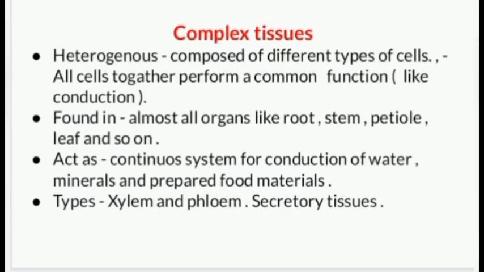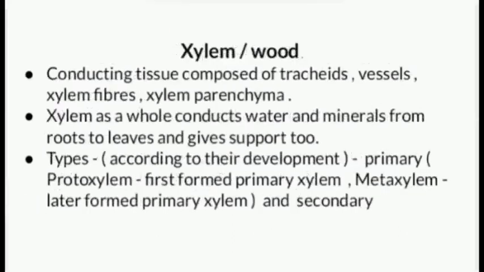Complex tissues are heterogeneous, composed of different types of cells. All cells together perform a common function, like conduction. They are found in almost all organs like root, stem, petiole, leaf and so on. They act as a continuous system for conduction of water, minerals and prepared food materials. Types: xylem and phloem, and secretory tissues. Xylem, or wood, is a conducting tissue composed of tracheids, vessels, xylem fibers and xylem parenchyma.